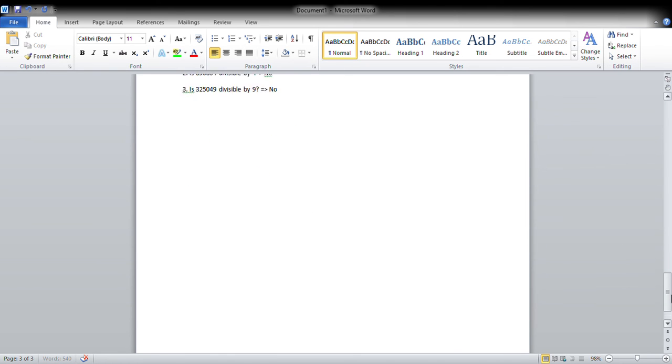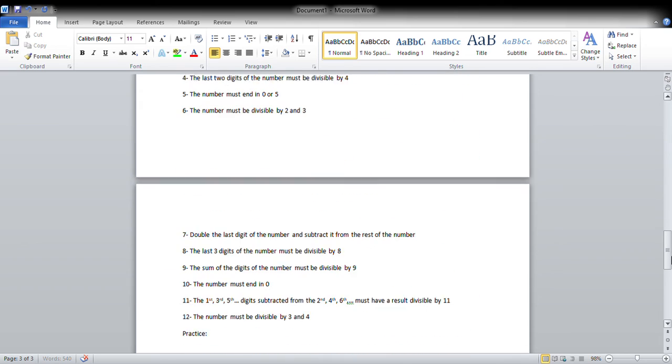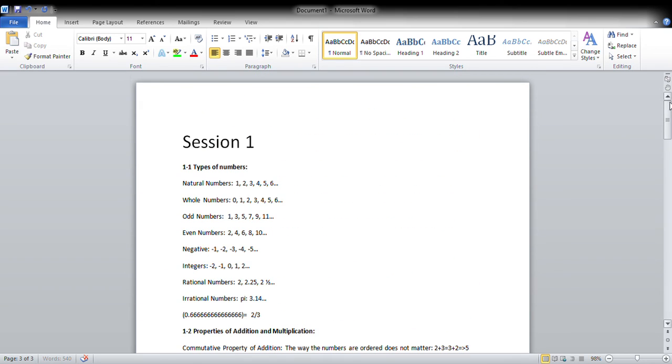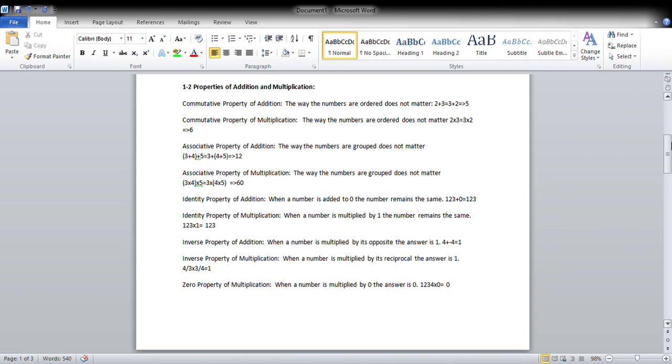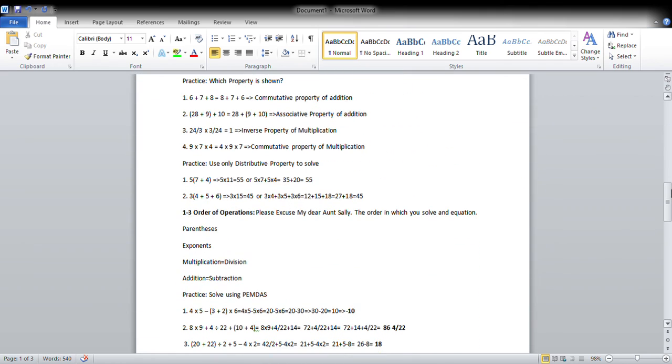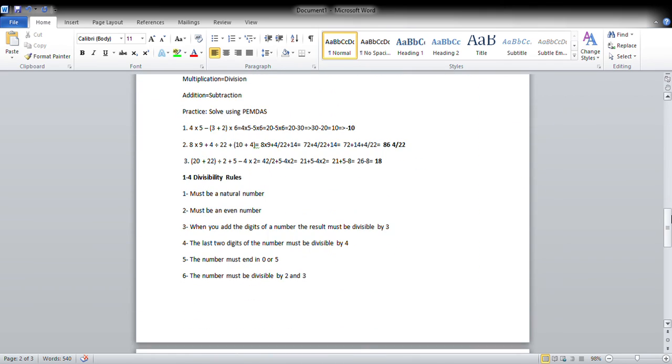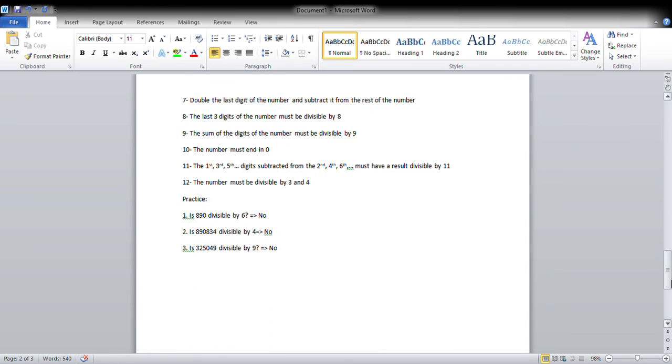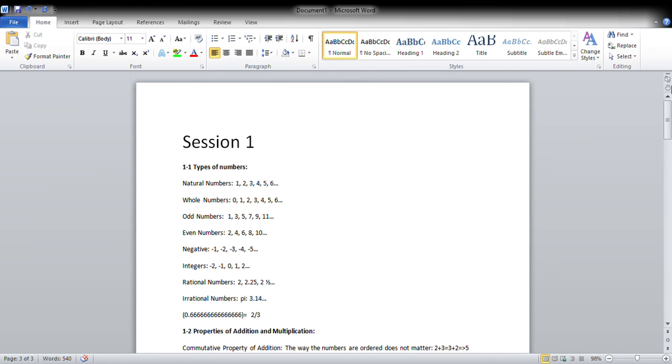So that is all for session 1. We went over types of numbers, properties of addition and multiplication, order of operations, and divisibility rules. So I hope session 1 was useful and will come in handy later. So see you in the next session.